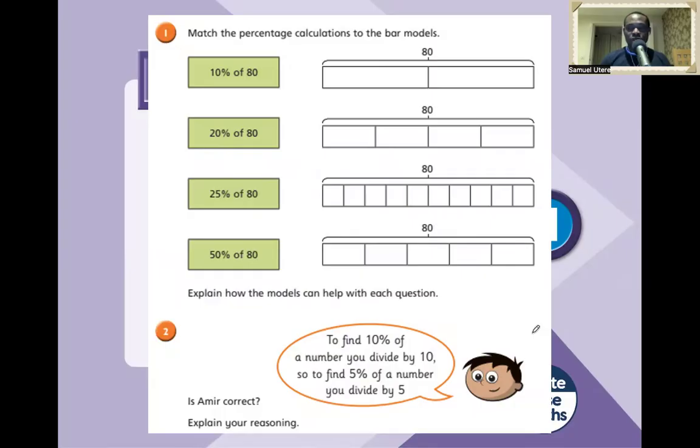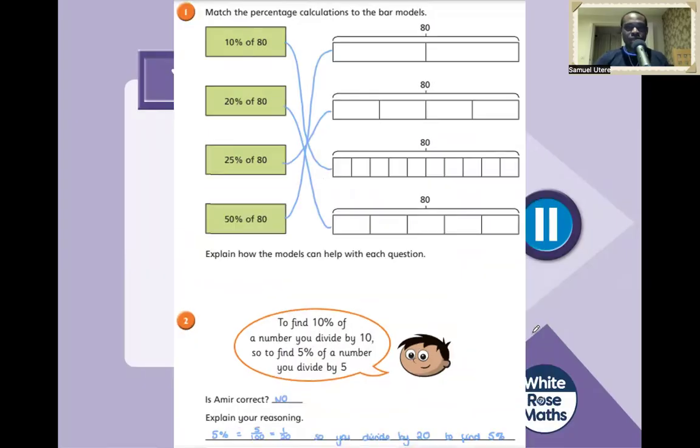Assuming you've paused the video and you've answered the questions, here are the answers. These are really straightforward, knowing what percentages of amounts actually mean in terms of division, or in terms of representing them in a bar model. That's what this is showing you.